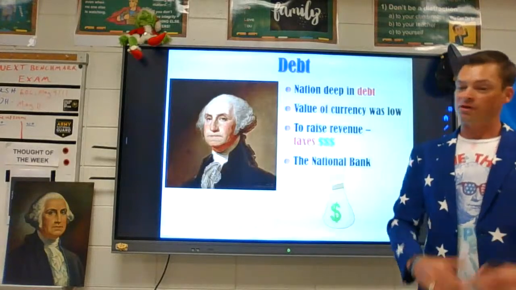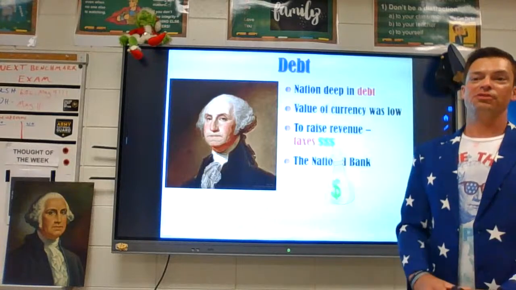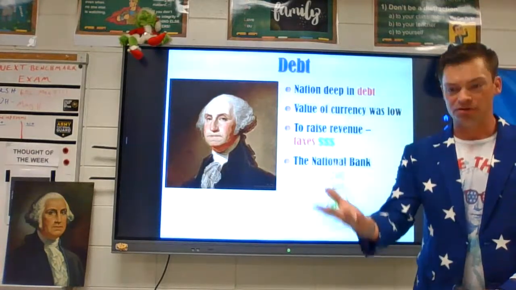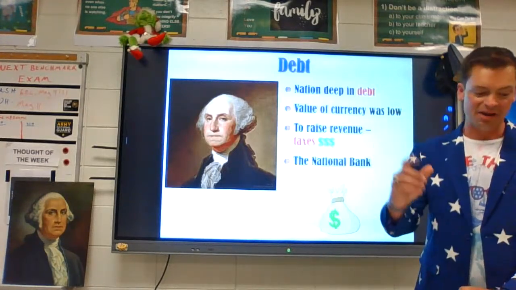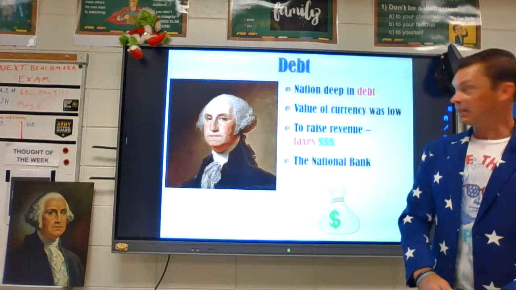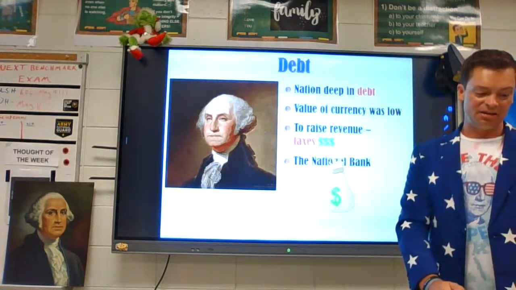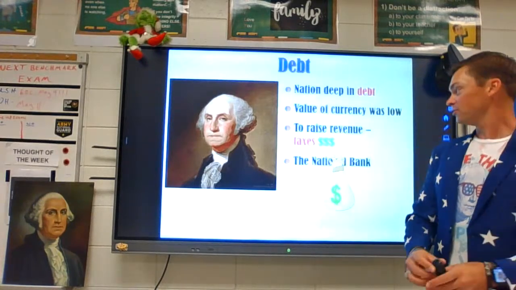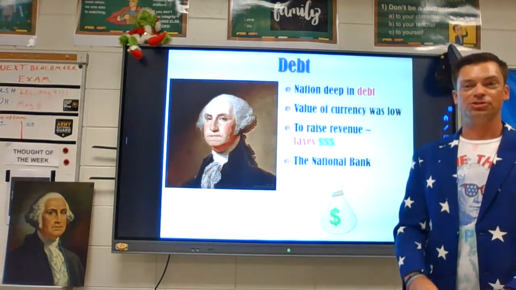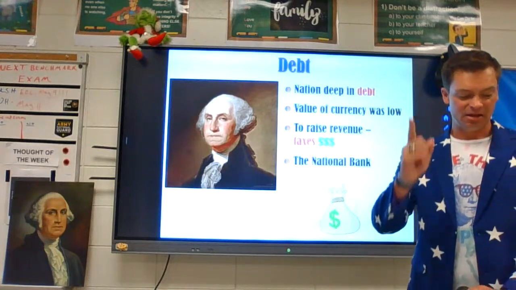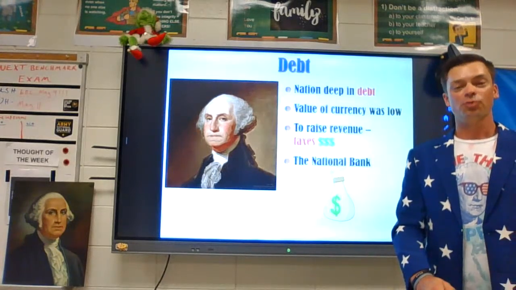So following the Revolution, and we've been a country for several years at this point, we have battled through the failed Articles of Confederation. We have a new Constitution, and George Washington is the first president under the Constitution. Well, what he inherits is a nation that's deep in debt. So the value of currency was very low, and the idea of how to raise revenue, well, taxes. And something that's going to be really difficult about that is, didn't we fight a revolution over high taxes? Yes, we did.